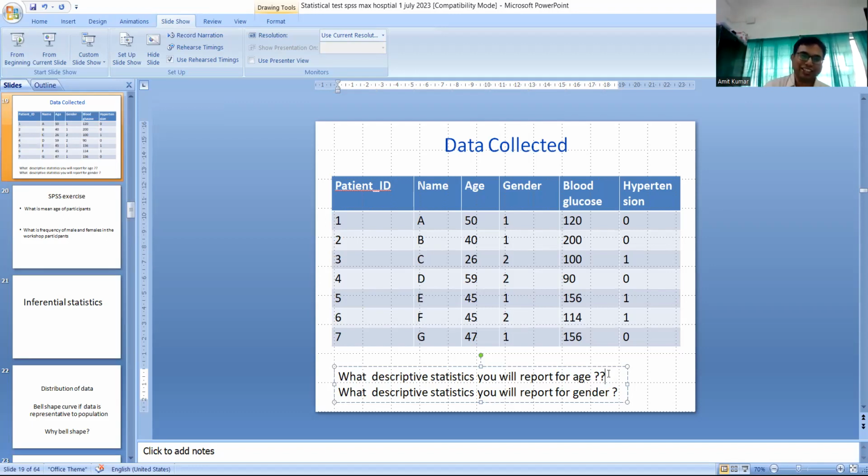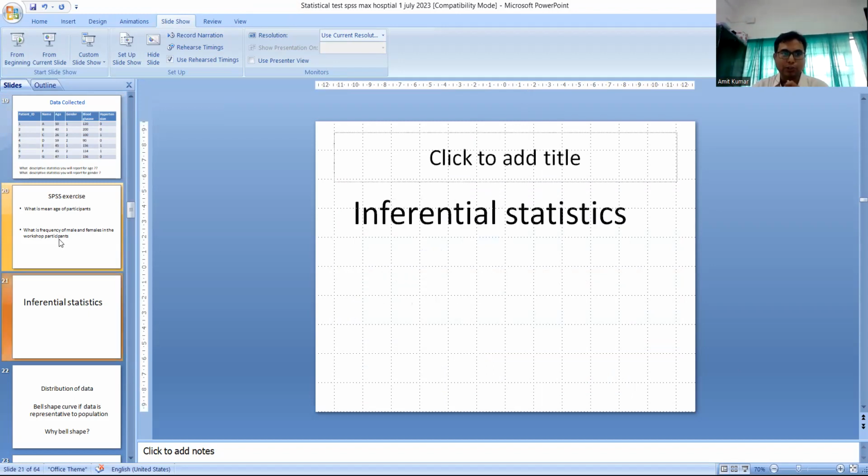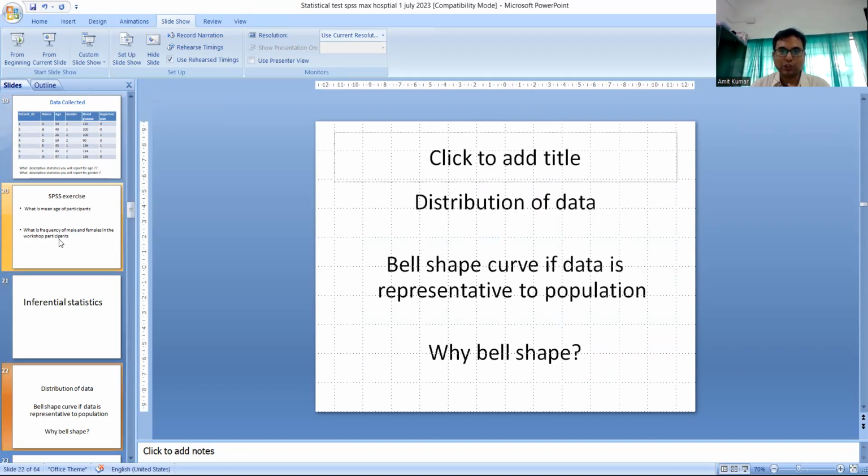Is it clear? Yes. Okay, then another question: what descriptive statistics will you use for gender representation? Number and percentage. Number and percentage, very clear. Now I will move to the next. I will go to SPSS in one go. Now you come to the inferential statistics, where we get the p-value. So inferential statistics will completely depend on the distribution of the data.